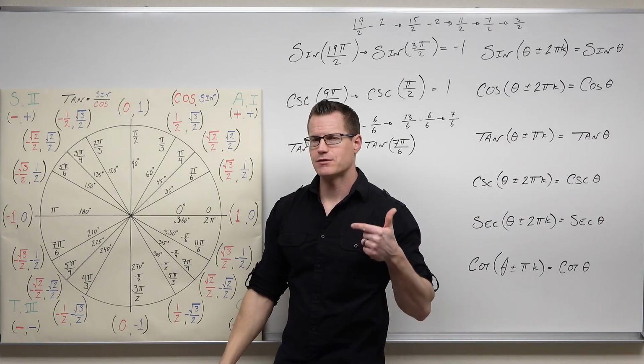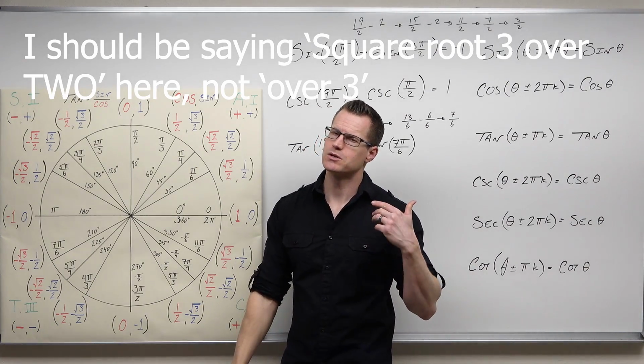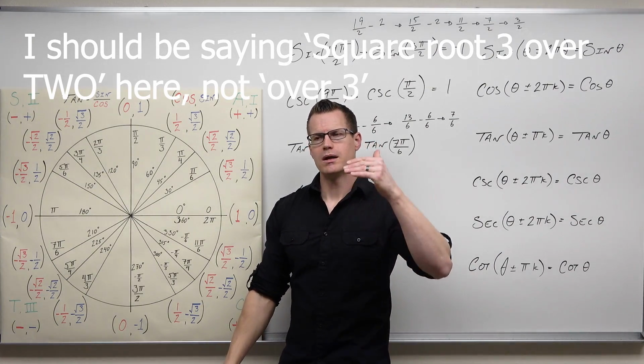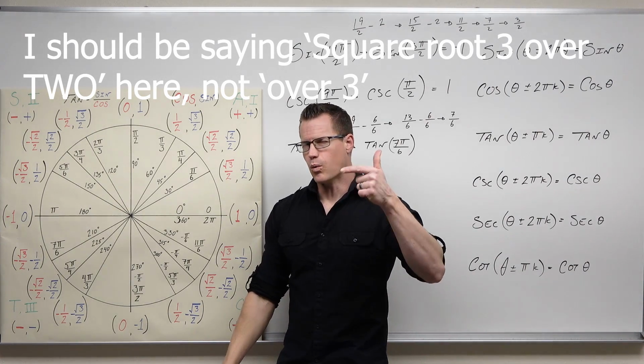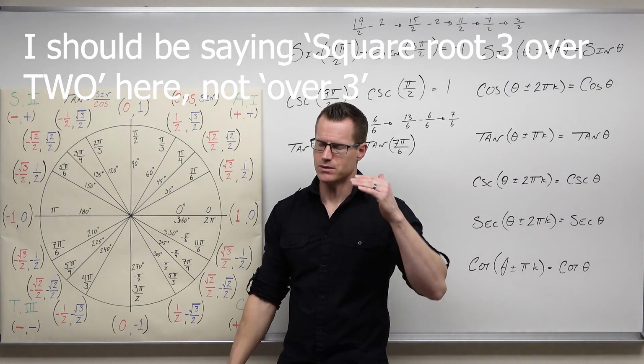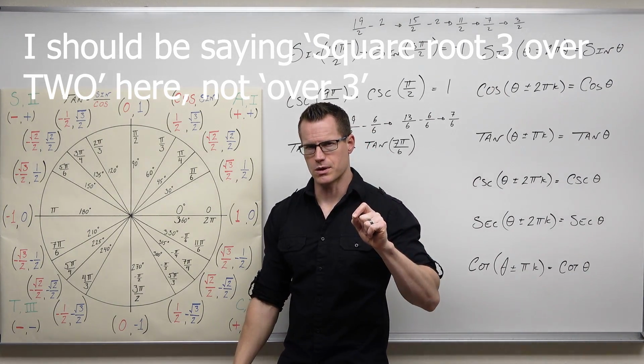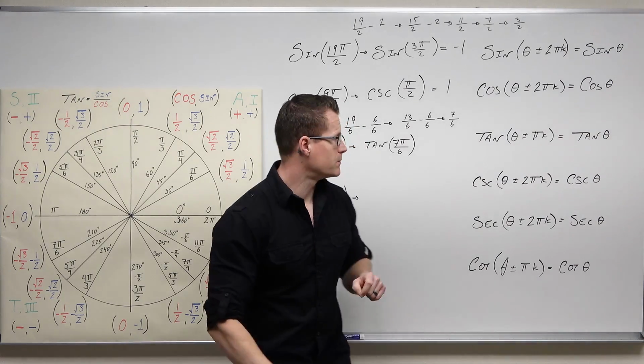So negative 1/2 divided by negative square root of 3 over 3. I'm going to do it in my head right here. You should work it out. Negative divided by negative is a positive. 1/2 divided by square root of 3 over 3. Those 2's are going to cancel. You're going to get 1 over the square root of 3, or square root of 3 over 3.